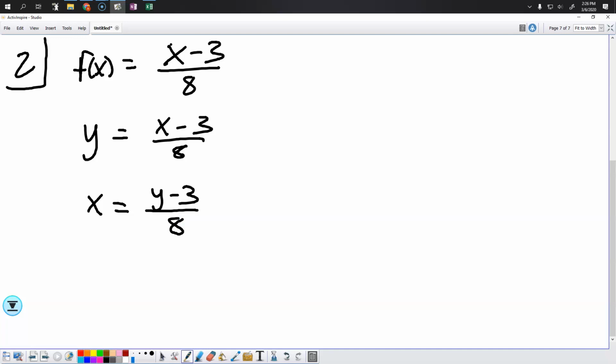And here's where things get different, okay? I need to get Y by itself. So to get Y by itself, what I'm going to do is multiply both sides by 8. I'm going to write my problem again here, and I'm going to do times 8, times 8. So now on the left side we have 8x. And what happens on the right side? They cancel.